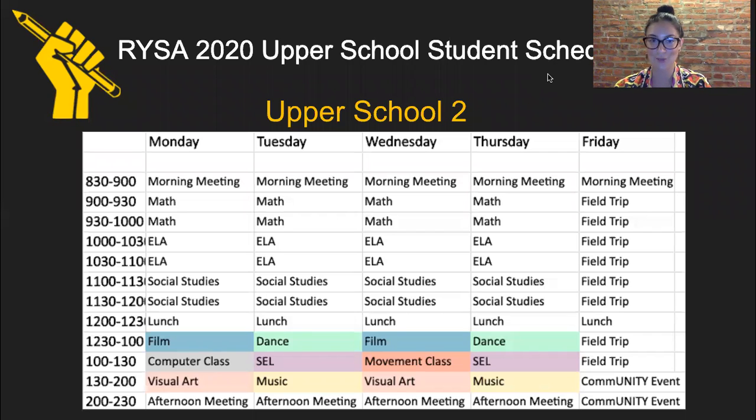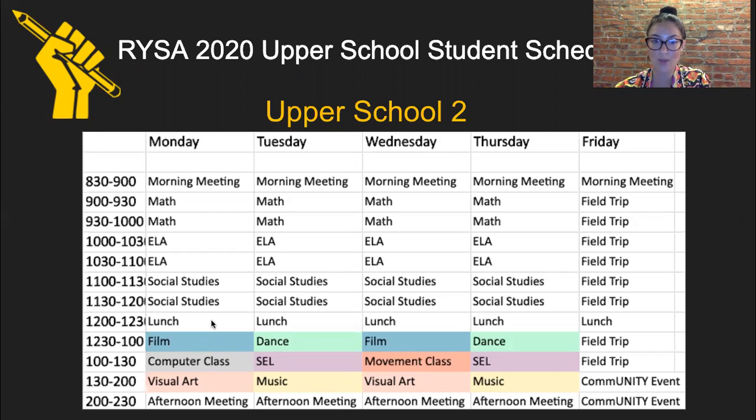Now let's look at the schedule for upper school 2. Upper school 2, it should be noted, has their subjects taught in a different order. From 9 to 10, they have math. From 10 to 11, they have ELA, or English language arts. And from 11 until 12, they have social studies. Then they have their half-hour offline lunch, and their afternoon schedule is as follows.